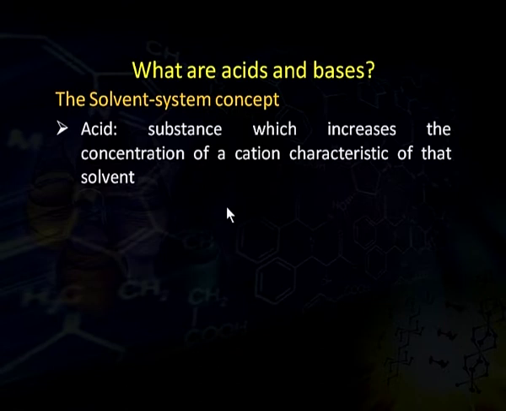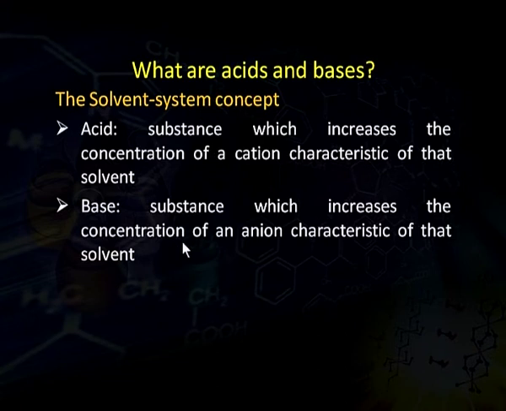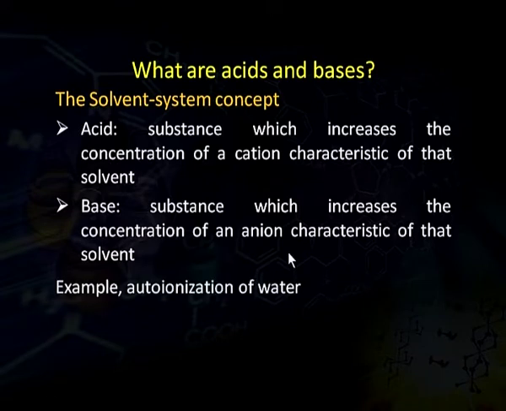Another concept of acid and base is the solvent system concept. In this concept, an acid is a substance which increases the concentration of a cation characteristic of that particular solvent, while a base is a substance which increases the concentration of an anion characteristic of that solvent. As for example, autoionization of water.